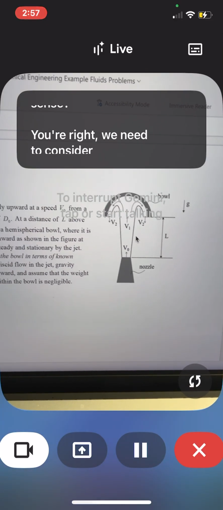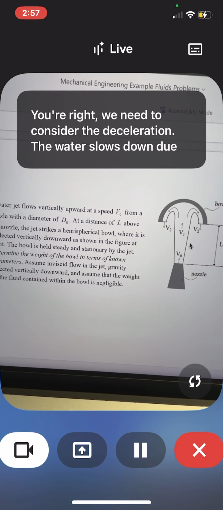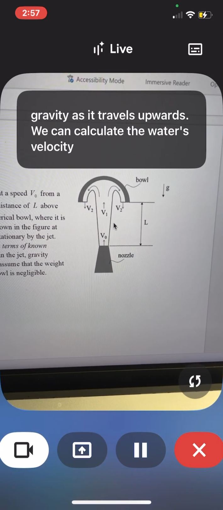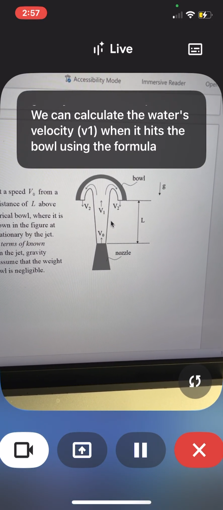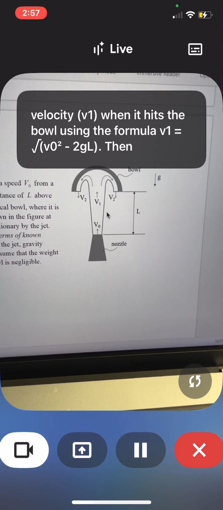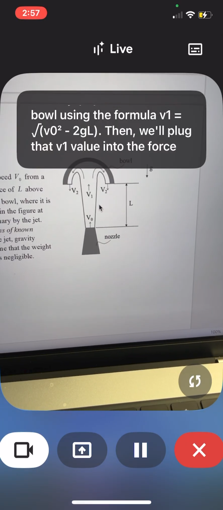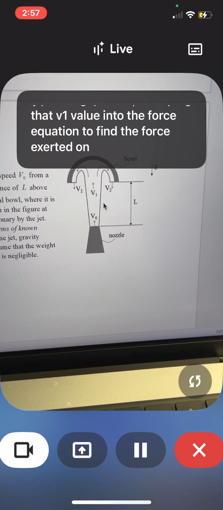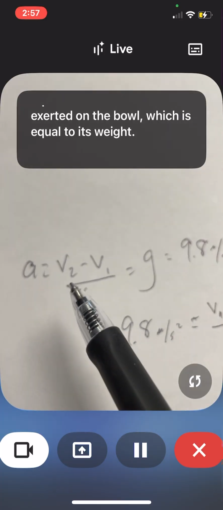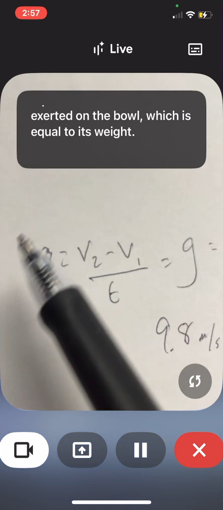You're right, we need to consider the deceleration. The water slows down due to gravity as it travels upwards. We can calculate the water's velocity, v1, when it hits the bowl using the formula v1 equals square root of v0 squared minus 2gL. Then, we'll plug that v1 value into the force equation to find the force exerted on the bowl, which is equal to its weight. Okay, so we don't use this equation.